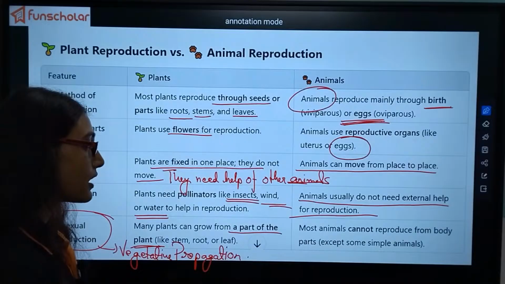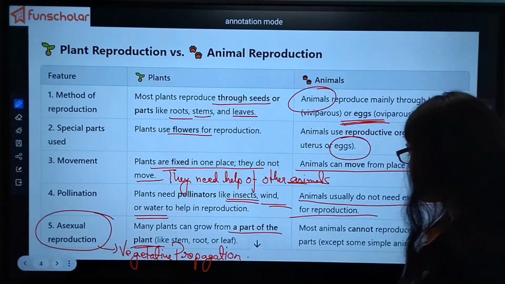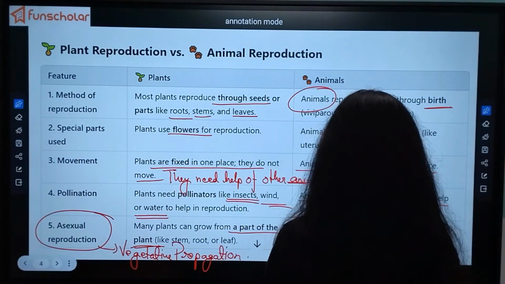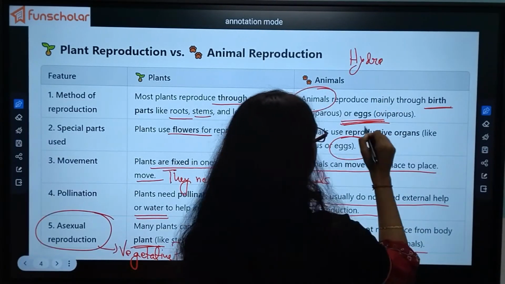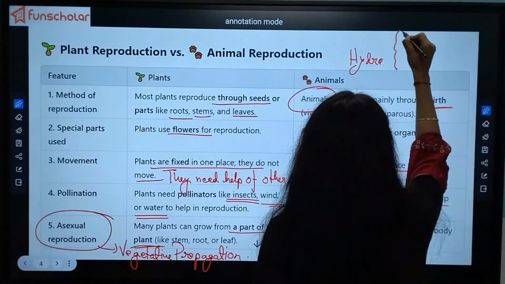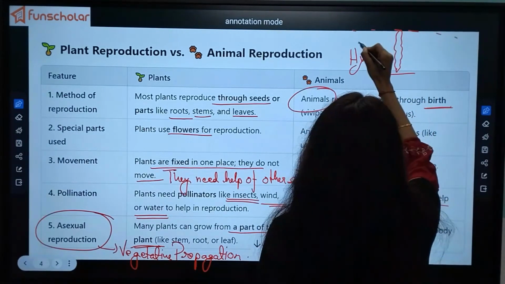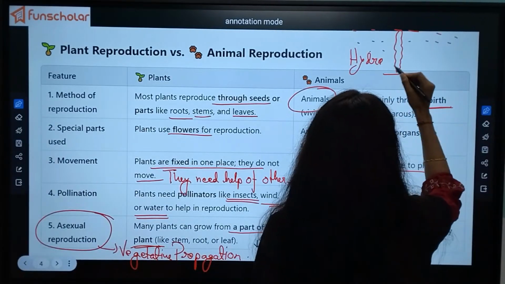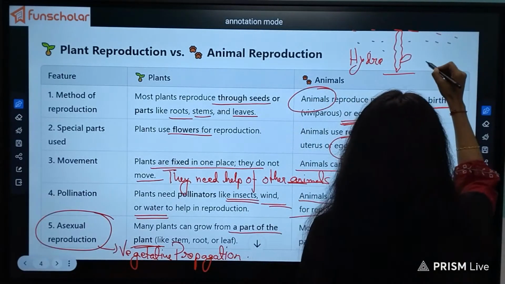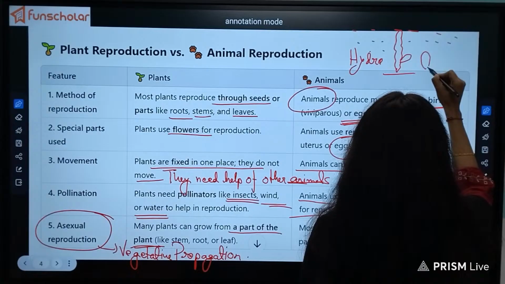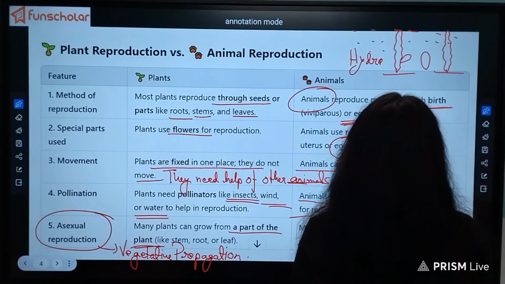Okay, now most animals cannot reproduce from a body part, except some simple animals like hydra. In case of hydra, what happens? Suppose this is a hydra and hydra lives under water. What happens? A bud appears. After some time, this bud separates from the hydra and with time it grows into another hydra.